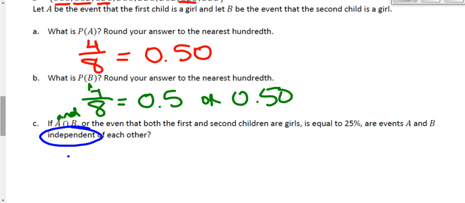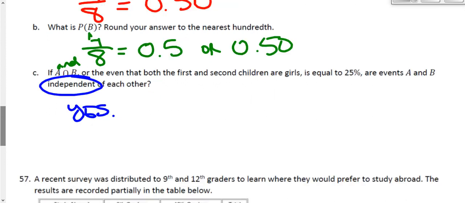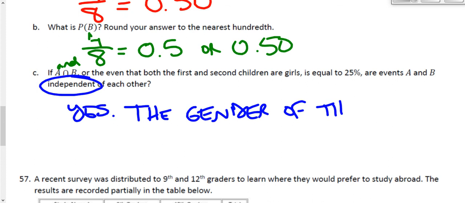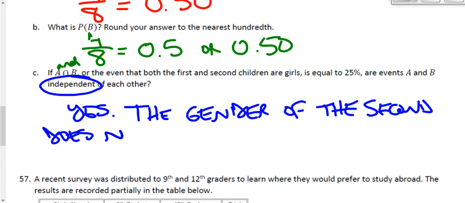So are they independent? Yes. The gender of the second child does not depend on the gender of the first child. It makes no difference what first child you had, the probability for each child is always 50%. So the gender of the second does not depend on the first.